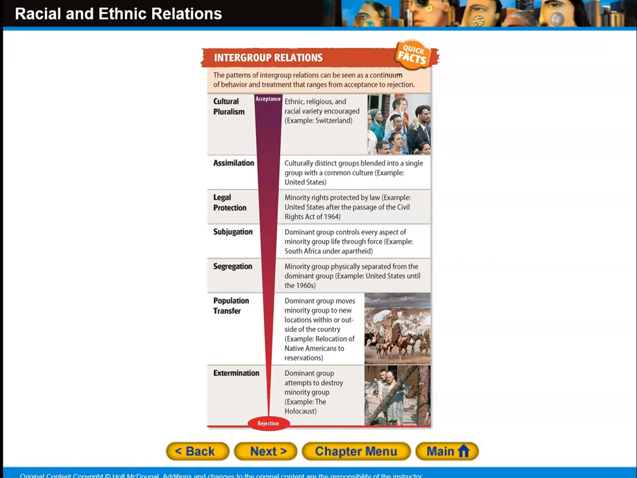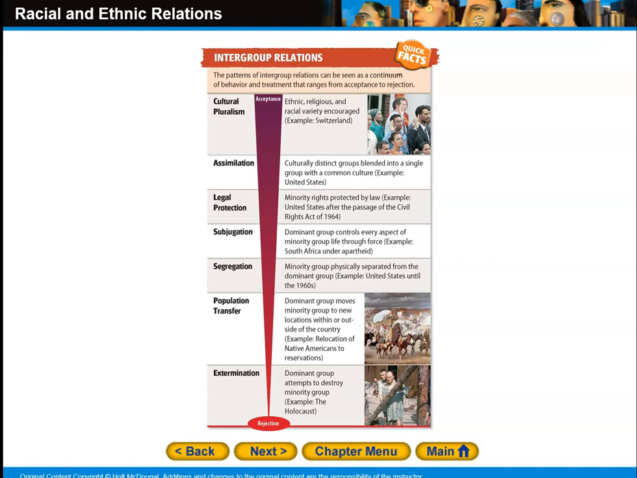Population transfer is when a dominant group moves a minority group to a new location within or outside of the country. The most famous example is the Trail of Tears, in which the Native Americans were forced to live on reservations west of the Mississippi River, even though they were East Coast people. Extermination, of course, the most famous example is the Holocaust, where the Jews were eliminated by the Germans.